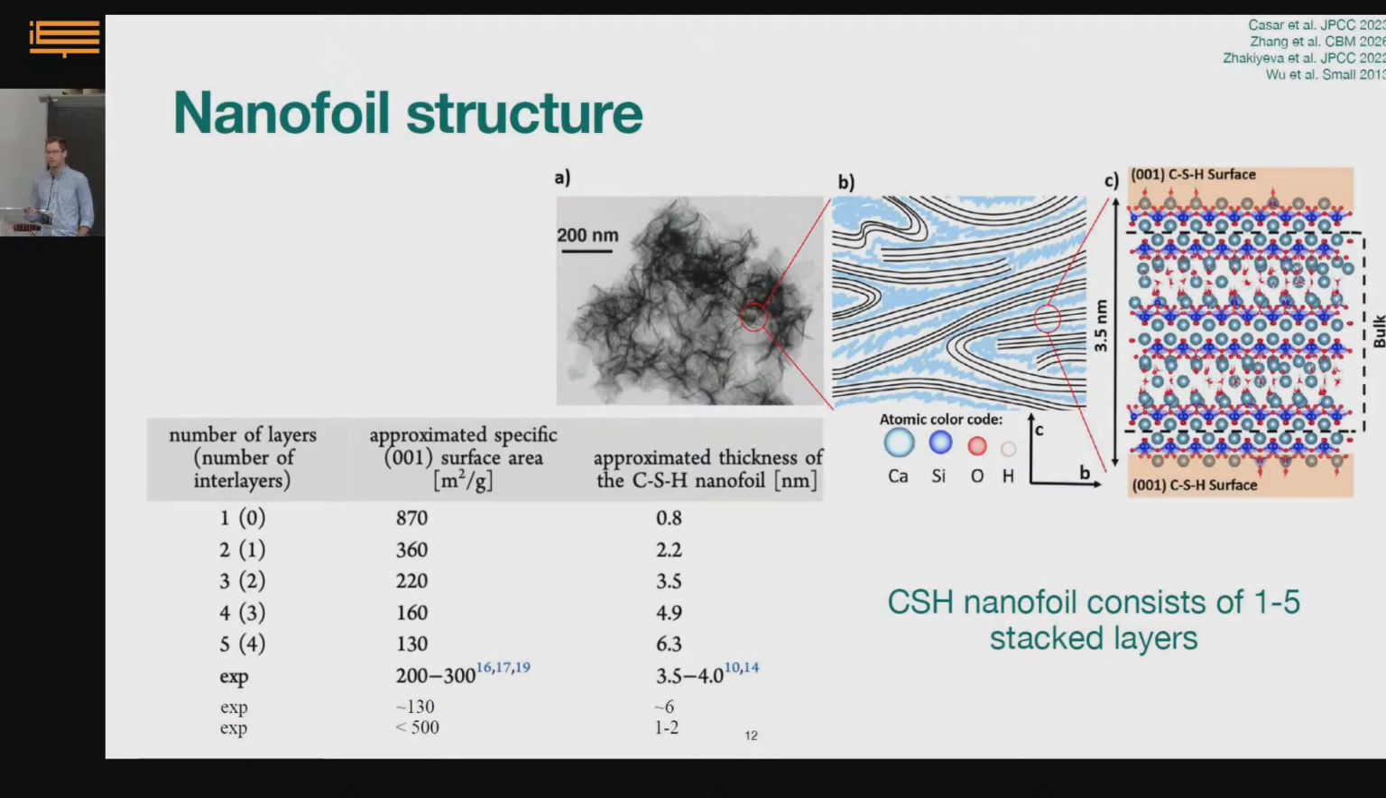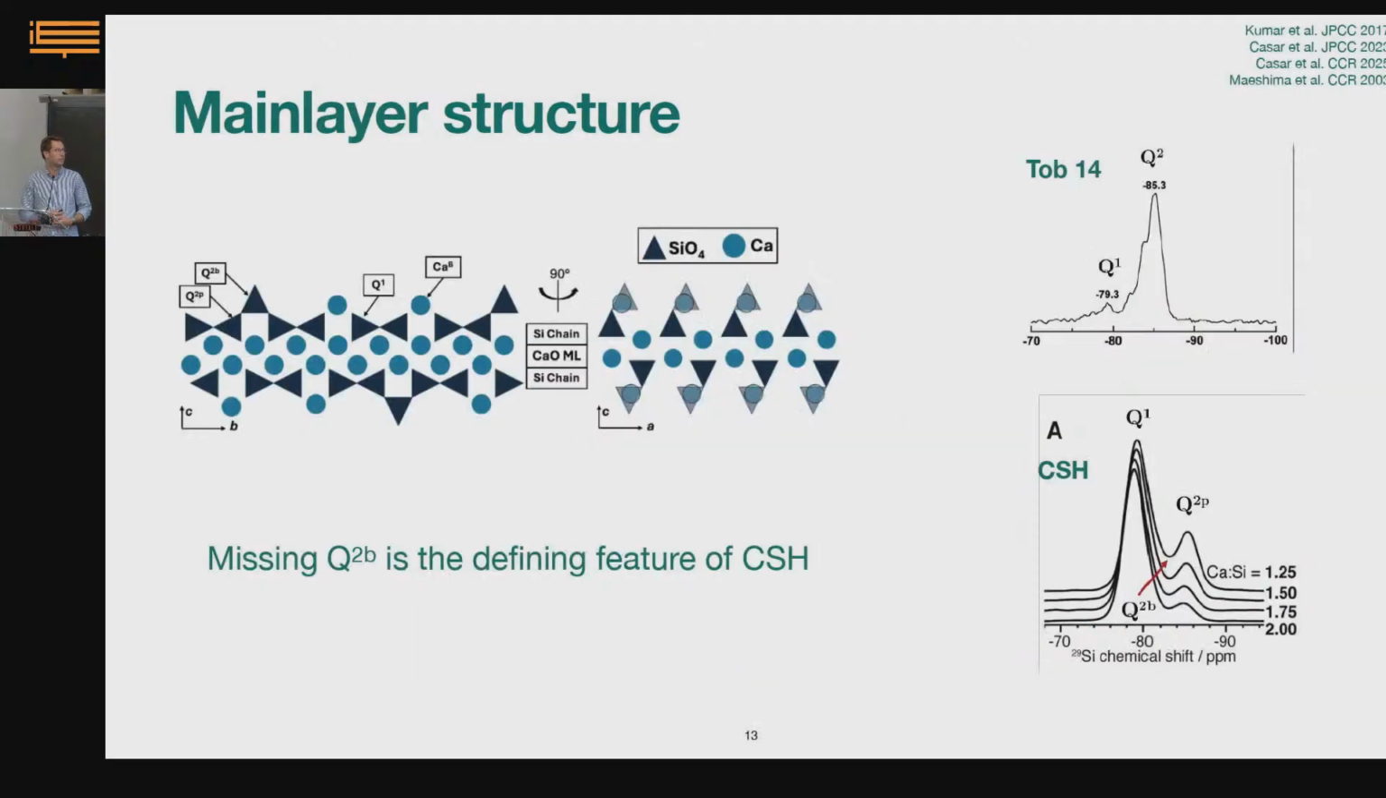So in our practice, tobermorite is still a crystal material, so it's defined by its bulk structure, but the nanofoil is very thin, so it doesn't really have a very defined bulk structure. And the surfaces seem to play a big role. So the nanofoil by itself, I like to take apart into 3 parts. You have either way the calcium silicate main layers, the interlayers, and the surface structure. And each of them has its own specific characteristics that I will explain.